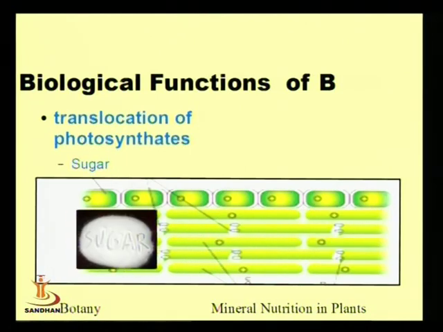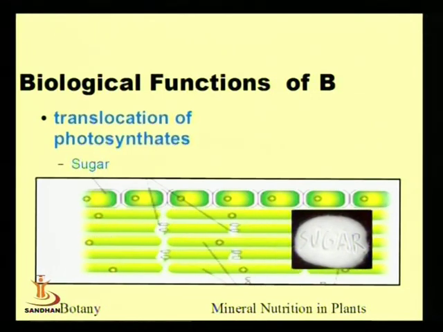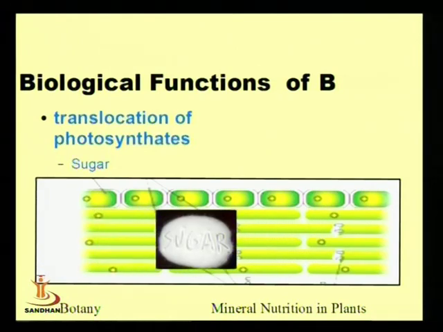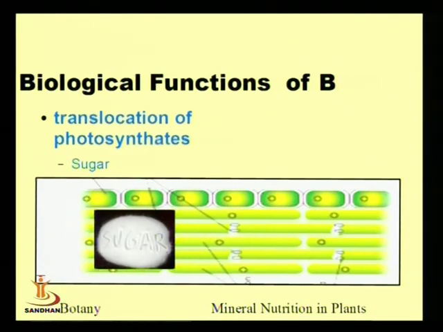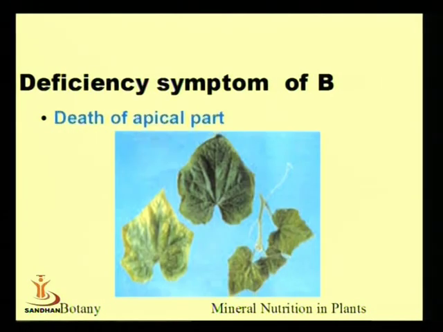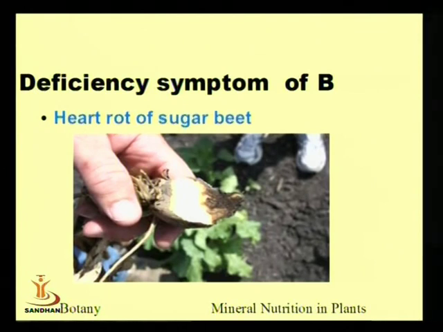Further, it is helping in the translocation of sugar in the phloem. The sugar translocation from the leaf to the root and other parts is possible because of the presence of boron. Right? Then the deficiency will lead to the death of the apical part. The apical part will not get enough sugar, and when sugar is not there, death will be there. Then one can see the crumpling and death of the apical part.